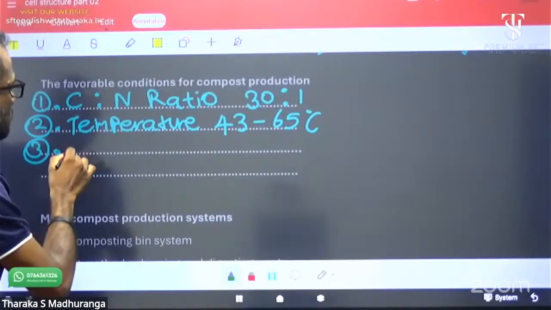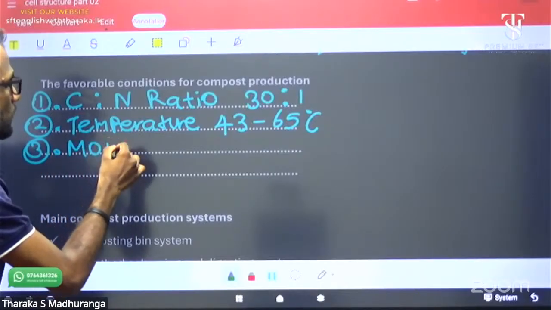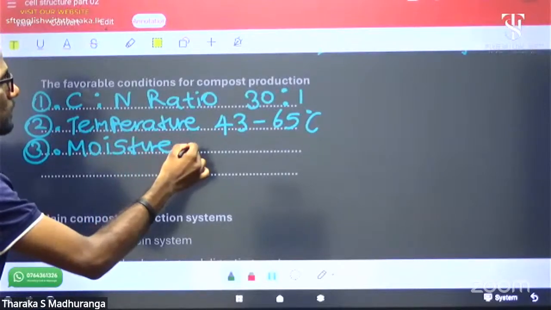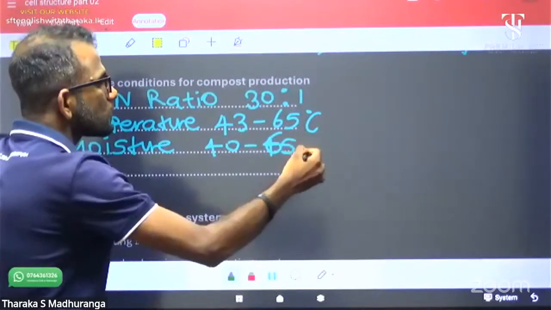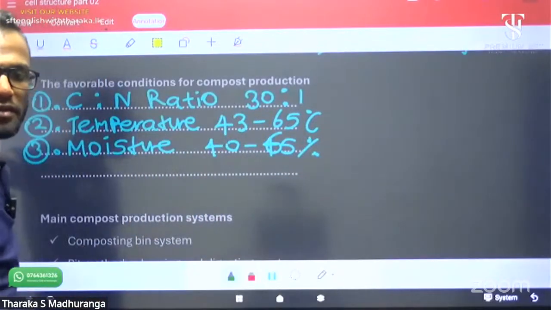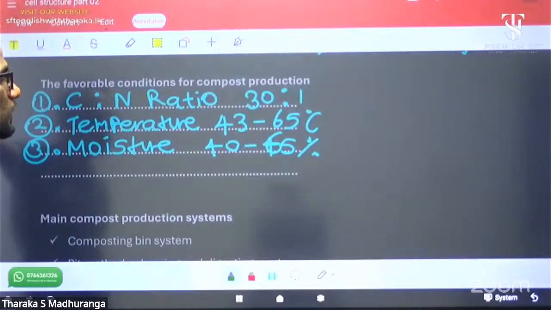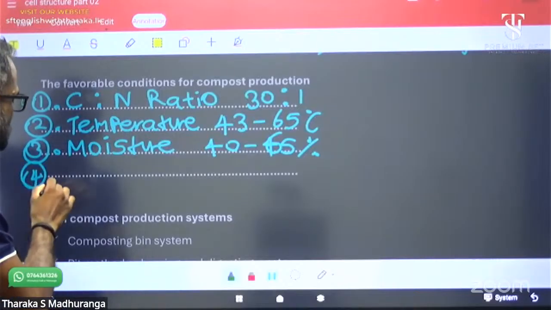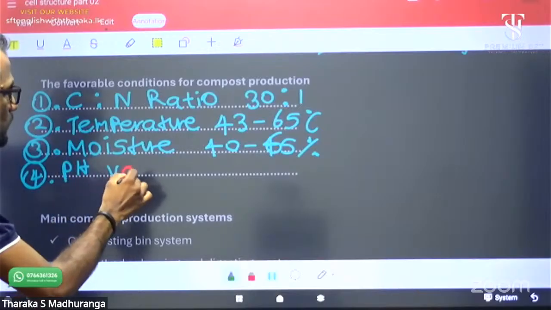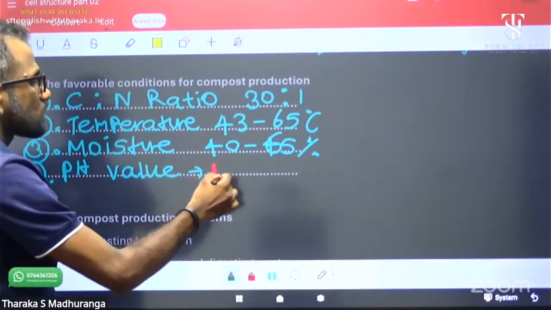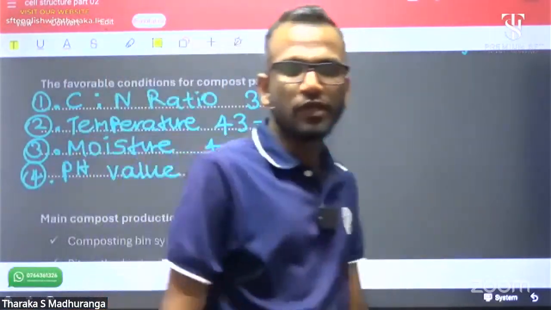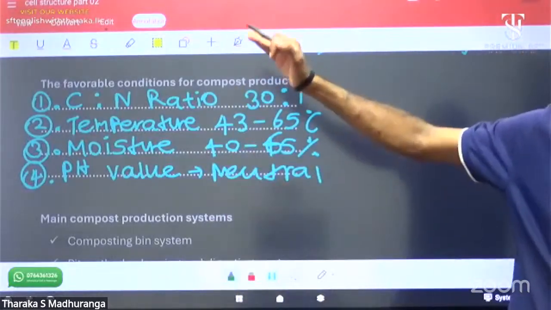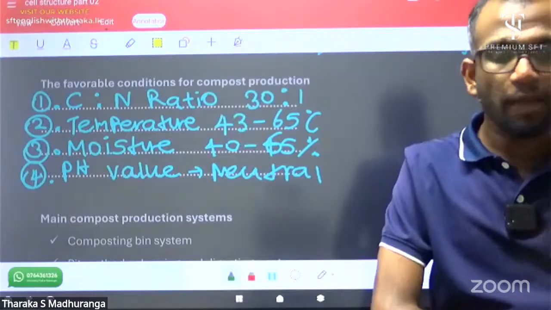Remember the moisture level, that means water. 40 to 65%, and 50% is ideal. And the pH value should be close to neutral, 6.5 to 7.5, right? These are the main requirements, the favorable conditions for microbial activity.